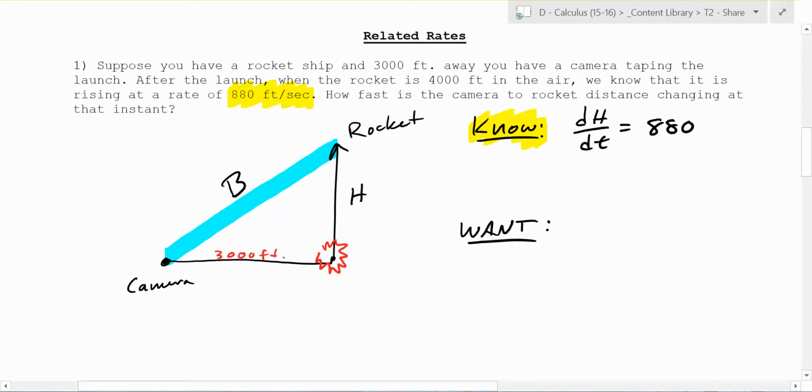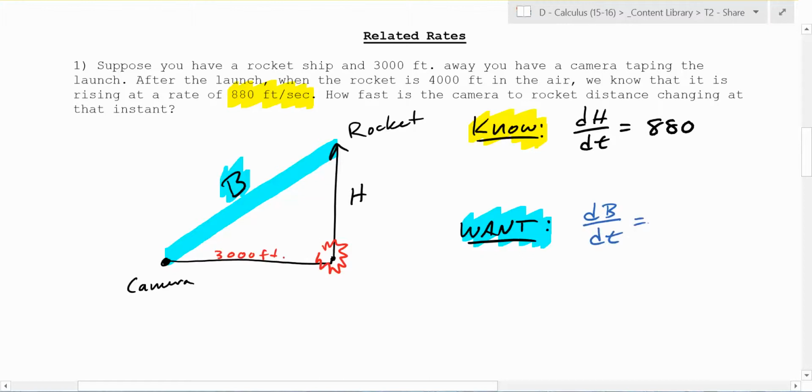So what rate do we want? B is not a rate. B is the distance. In terms of derivative, d what over d what? dB over dH? Nope. dH over dB? Nope. dB/dt.